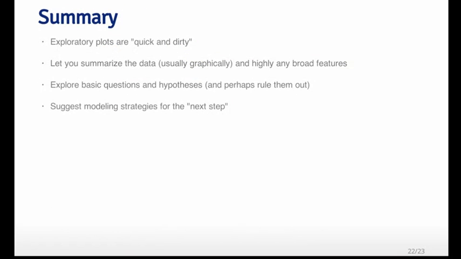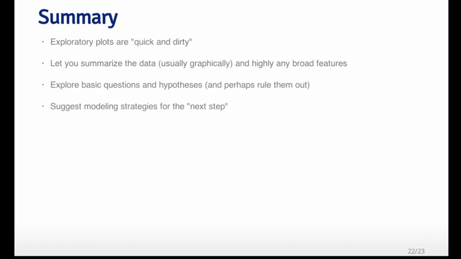So that's a quick summary of plotting one-dimensional and two-dimensional data in R, and even using color and multiple panels for looking at dimensions greater than 2. In general, these exploratory plots are meant to be quick and dirty. Notice I didn't spend any time working with the axes or setting the labels, and for the most part, I used the defaults in R. But the nice thing about exploratory plots is that they let you summarize the data and highlight any broad features in the data which may be of interest.